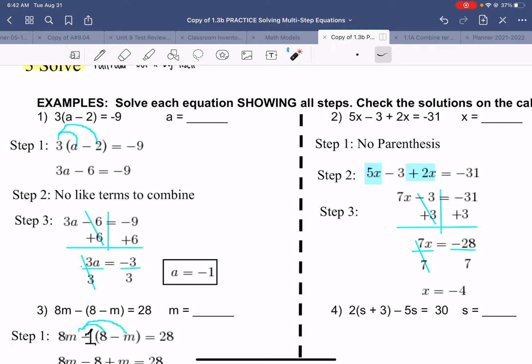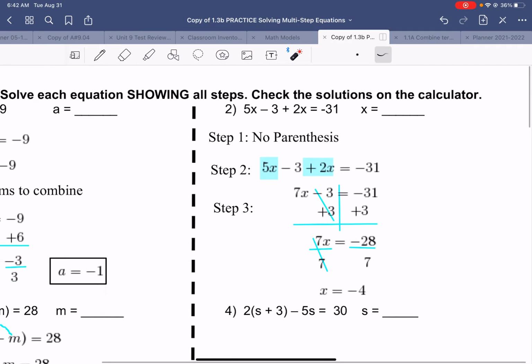Some misconceptions: these two are like terms right here. Yes, they are, and you can eventually combine them, but because they live on opposite sides of the equal sign, you can't combine them right now because they're on opposite sides of the equation. You combine them when you're actually on your step of solving, so you do the opposite sign.